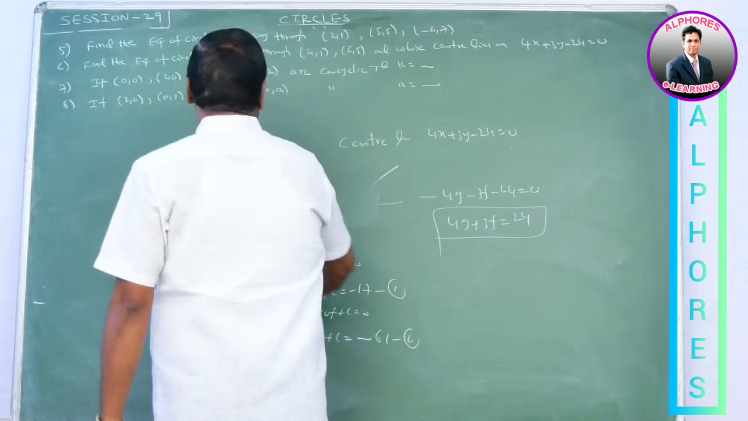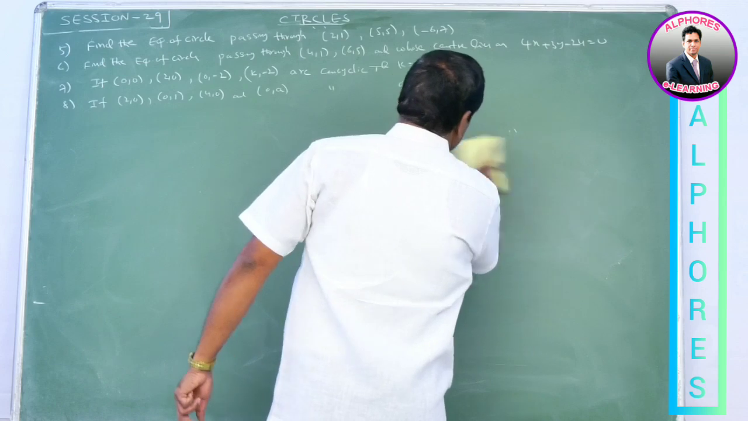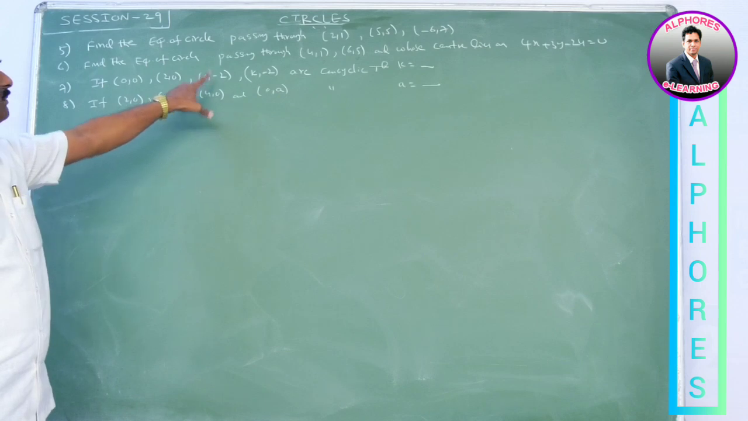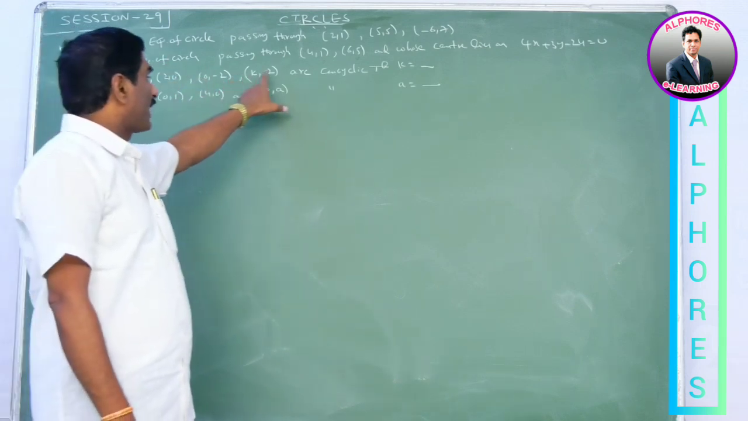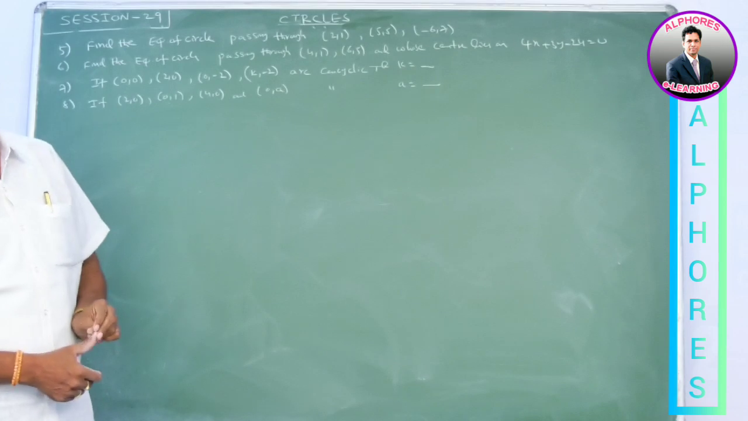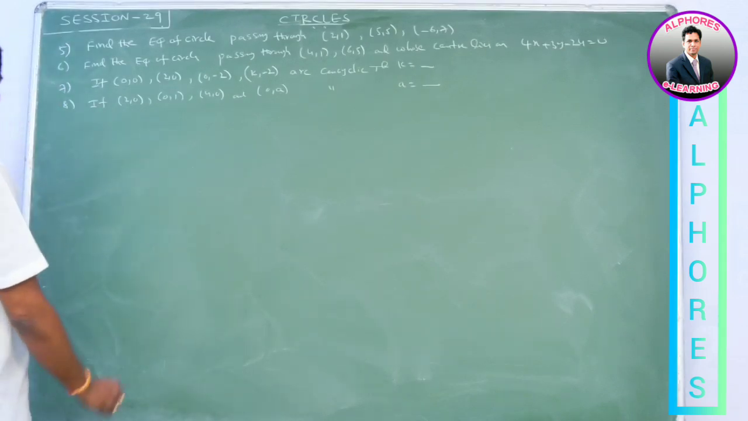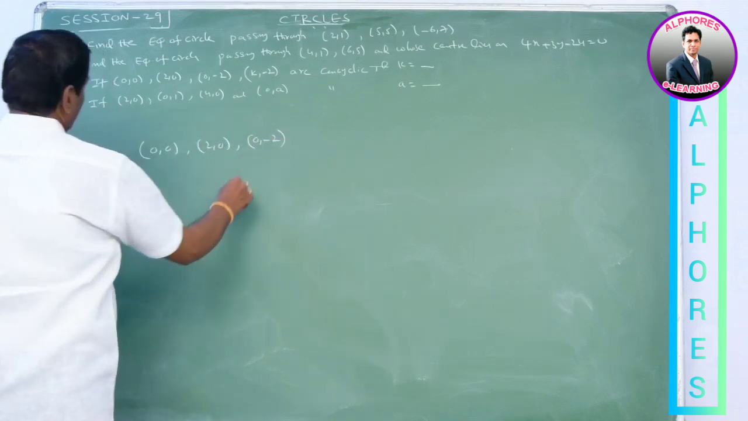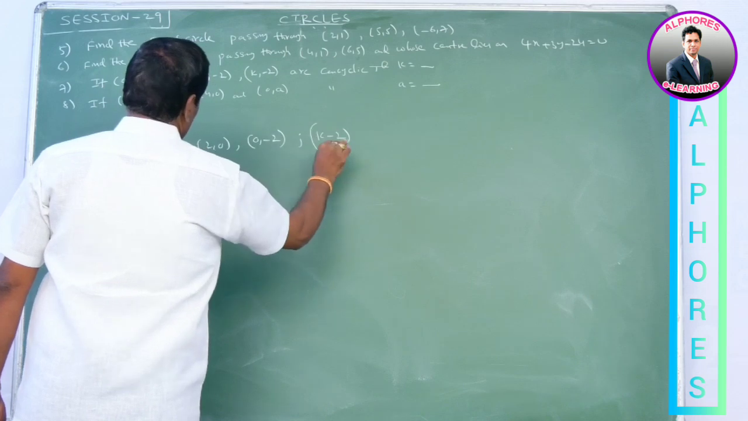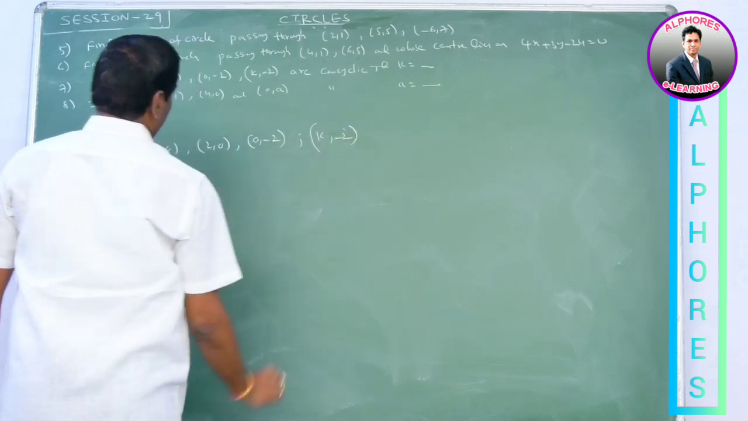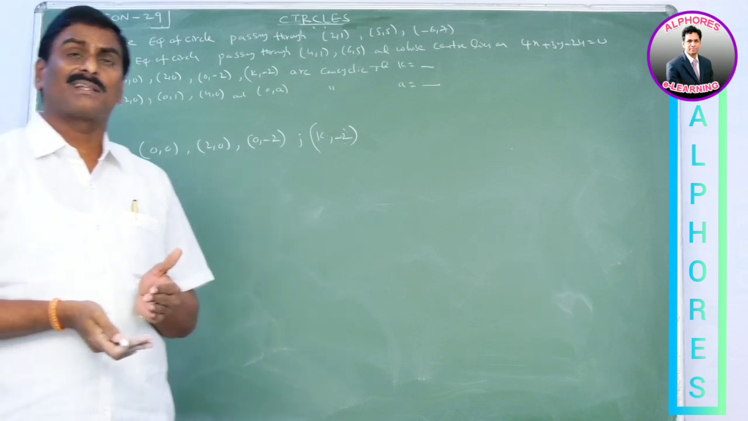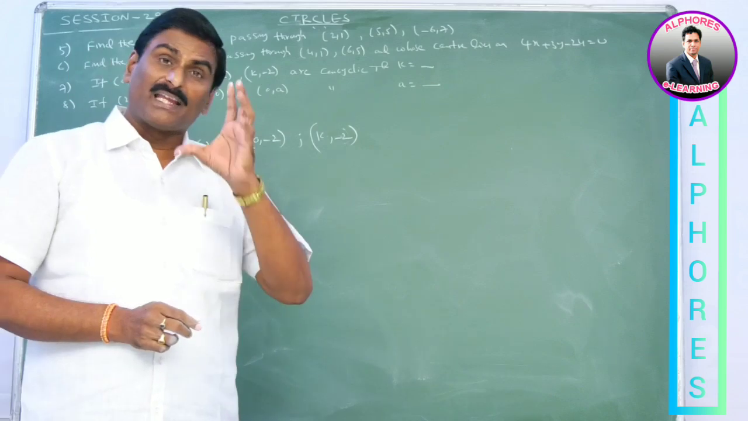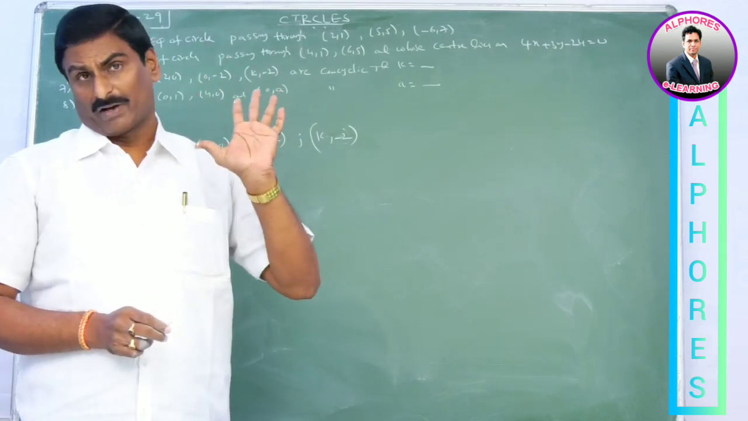If (0, 0), (2, 0), (0, -2), (k, -2) are concyclic points, then what is the value of k? Here, the points (0, 0), (2, 0), (0, -2), (k, -2) are concyclic. What is the meaning of concyclic? If four or more points lie on the same circle, then those points are said to be concyclic. For getting the equation of the circle, three points are required.